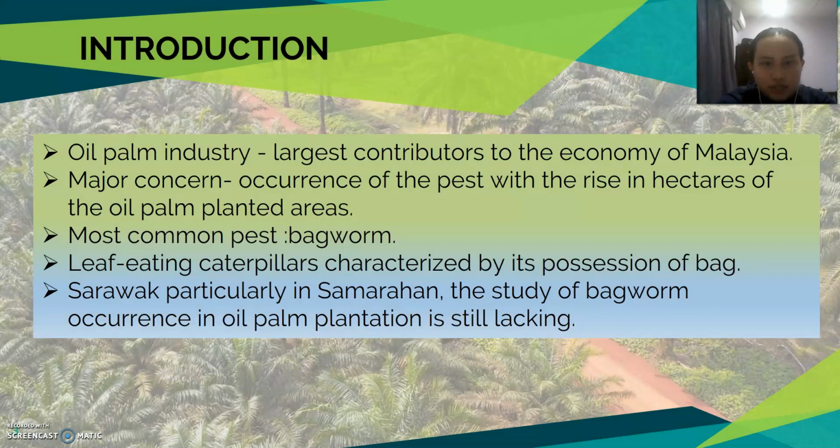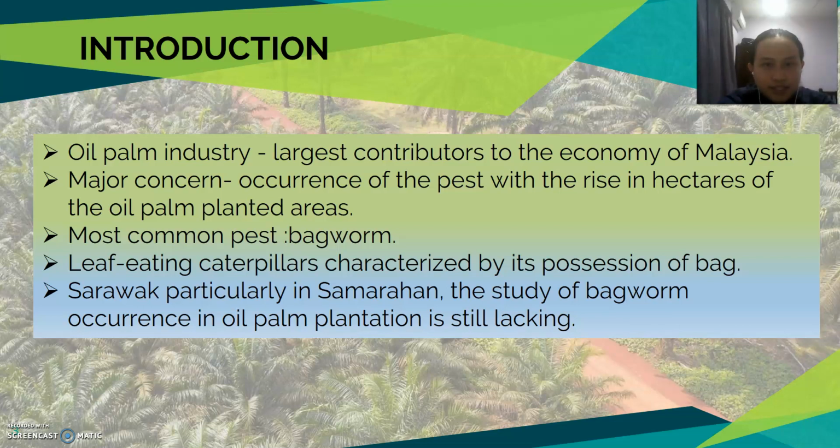Oil palm industry is one of the largest contributors to the economy of Malaysia, as it is one of the important commodity crops. There is a major concern about the occurrence of pests with the rise in hectares of the oil palm planted area, which has often resulted in significant loss of yield. This may eventually cause problems, as the pest will continue to damage the oil palm and affect the oil palm production yield.